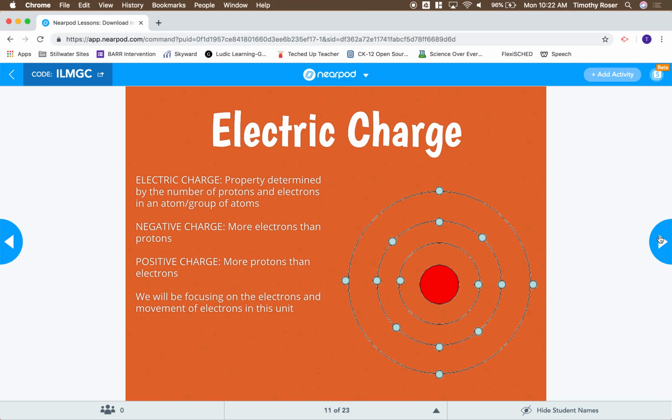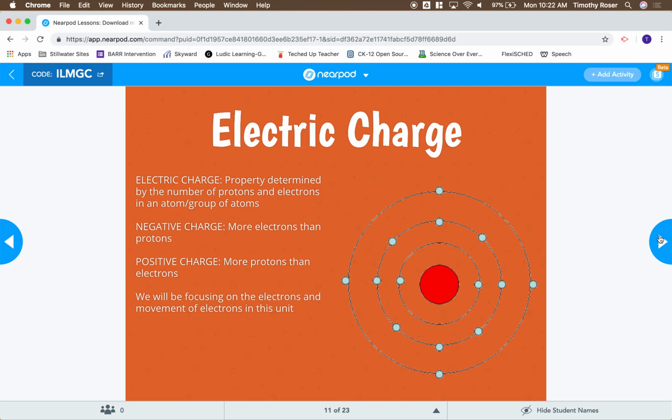So, electric charge is going to be a property determined by the number of protons and electrons in an atom or group of atoms. If we have a negative charge, that means that there are more electrons than protons. If we have a positive charge, that means there are more protons than electrons. Please note that we've got these in all capitals. That means that these are vocab terms. If you take a look in your packet, you will see a vocab section for static charge and or static electricity. So you have these already defined, but make sure you're doing the drawouts as well.